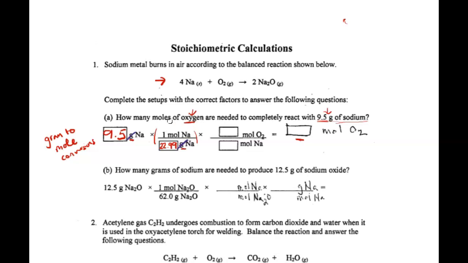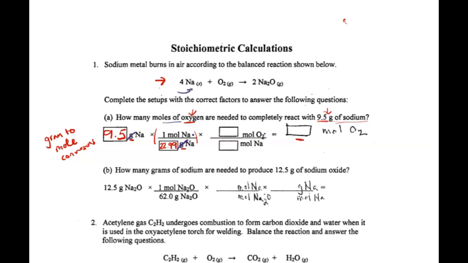Because what do we actually want? We want moles of oxygen. So we're going to write everything out and then we're going to calculate it later. So 9.5 times this conversion factor. Now what we have to do here is change from the moles of sodium that we have to moles of oxygen. And how do we do that?